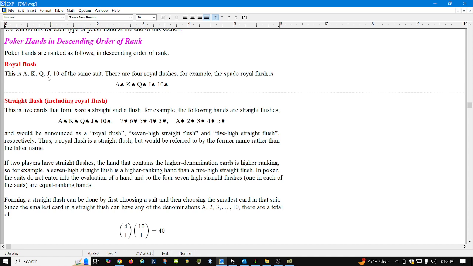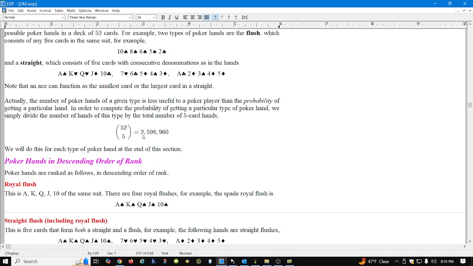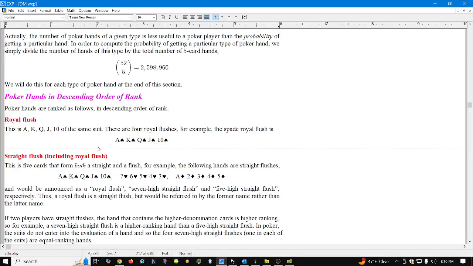It is the ace, king, queen, jack, 10 of the same suit. Well, there are only 4 royal flushes out of the entire 2 million, let's call this 2,600,000 roughly. So they're extremely rare. I've been playing poker since I was 15 years old, and so that's 61 years. And I can't remember if I've ever had a royal flush. I may have had 1 or 2 in that span of time.